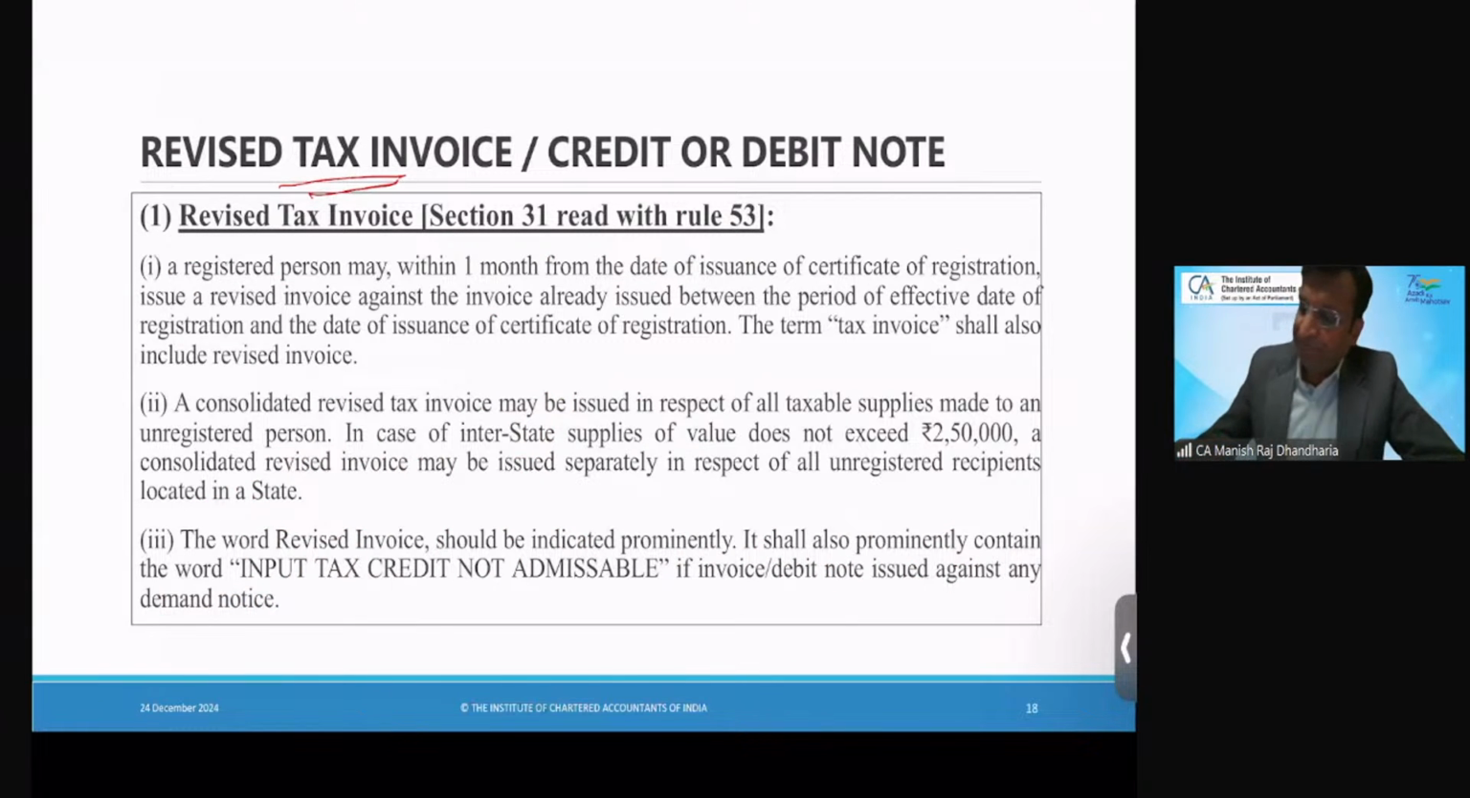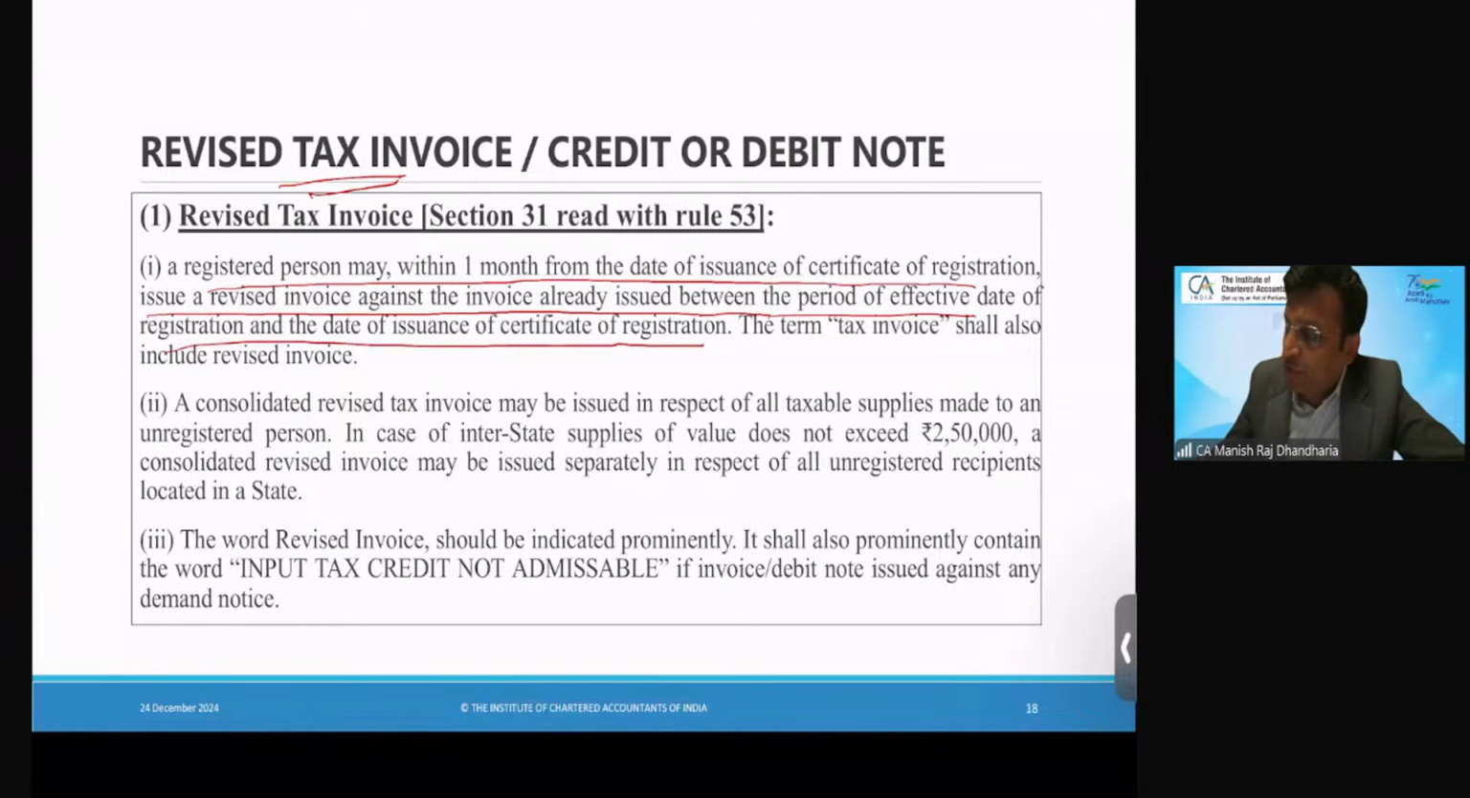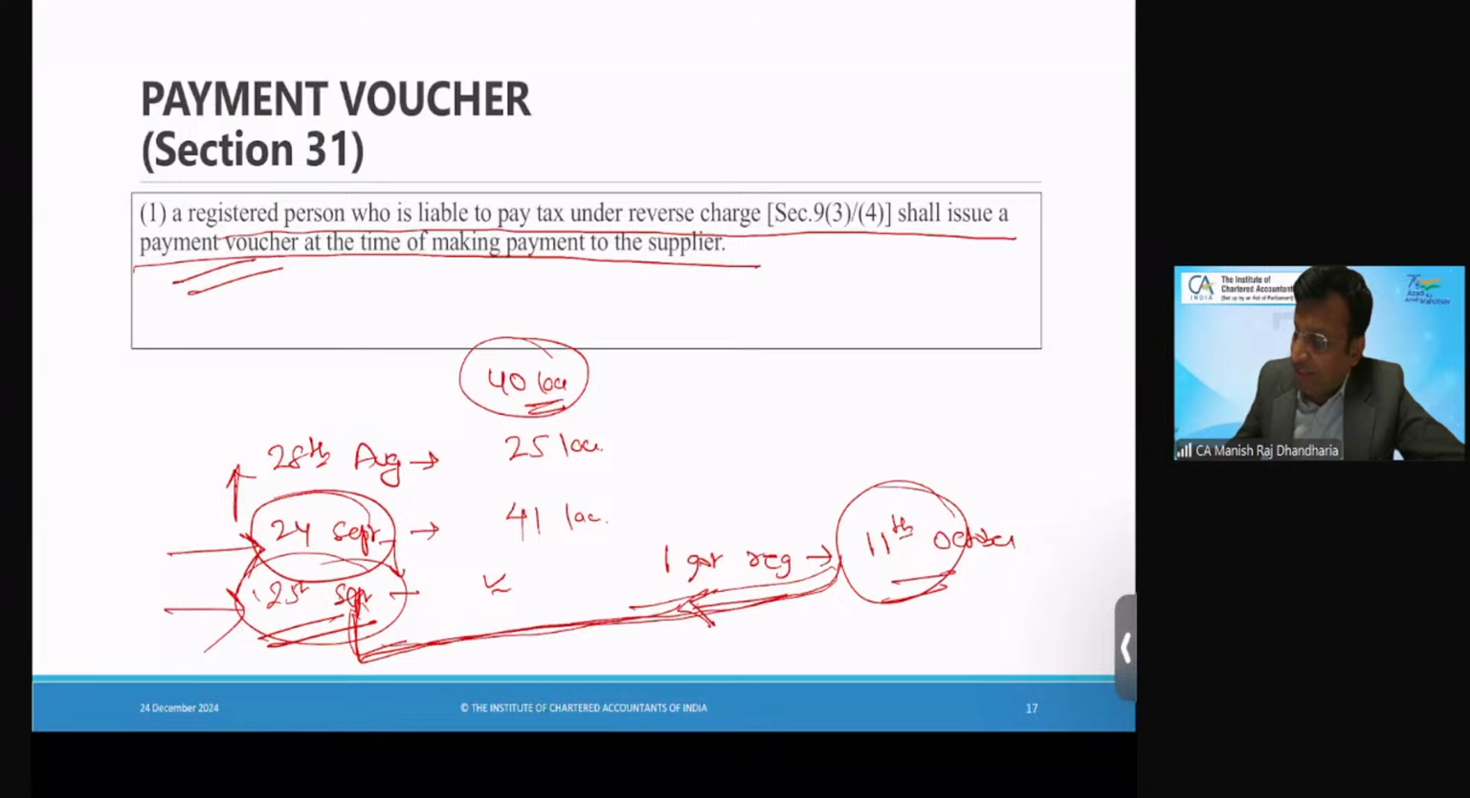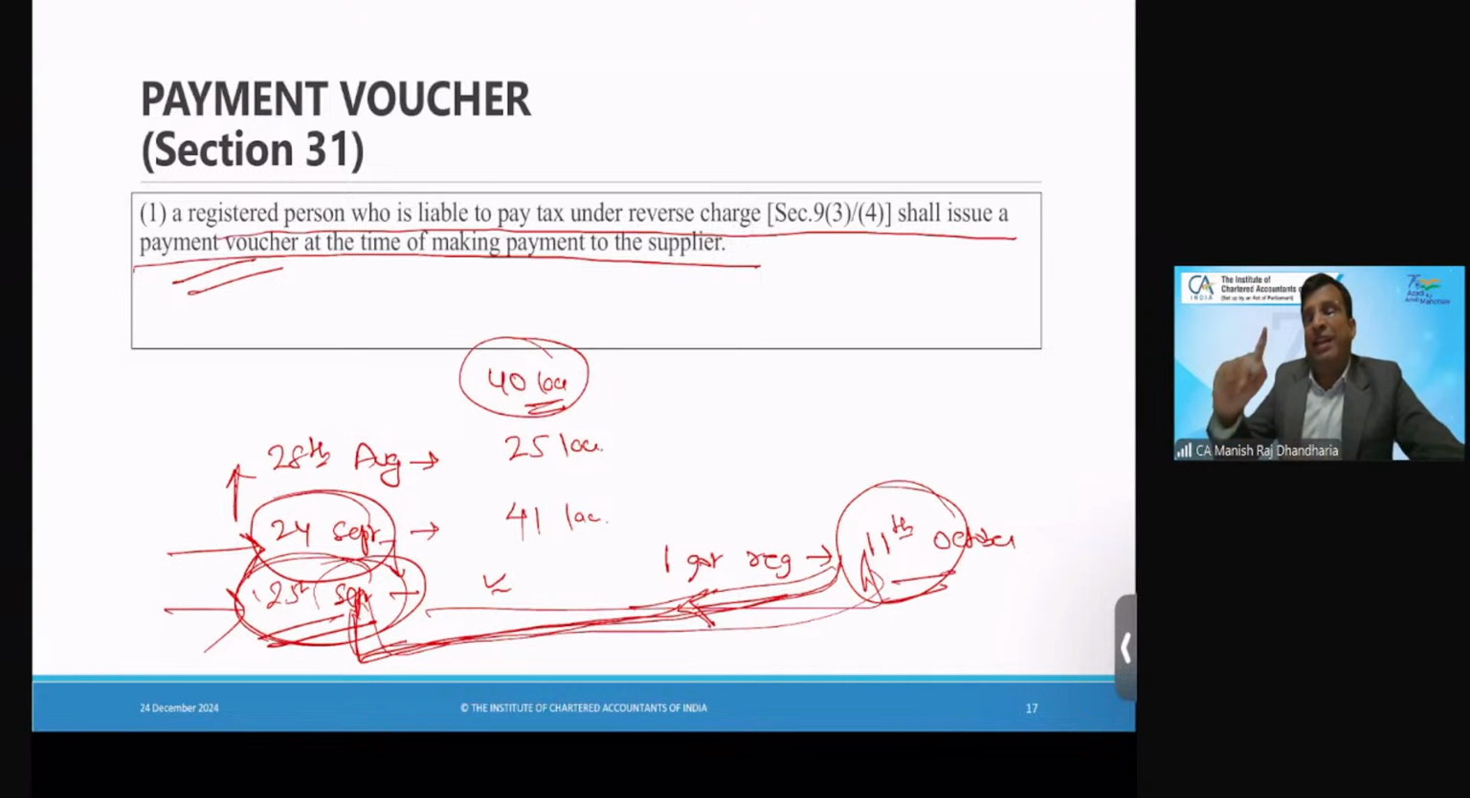Let me read. A registered person may within 1 month from the date of issuance of certificate of registration issue revised invoice against the invoice already issued between the period of effective date of registration and the date of issuance of certificate. मतलब 25 तारीख से लेके 11 तारीख तक का जो भी सेल है उन सबका एक रिवाइज्ड इनवॉइस आप 1 महीना के अंदर बना सकते हो. माने यहां से 11 अक्टूबर से लेके 11 नवंबर तक या 10 नवंबर तक आपको सारा इनवॉइस बनाना है. 1 महीना ये वाला 1 महीना के लिए, बैक वाला नहीं, ये वाला within 1 month आप सारे रिवाइज्ड इनवॉइस बना सकते हो.